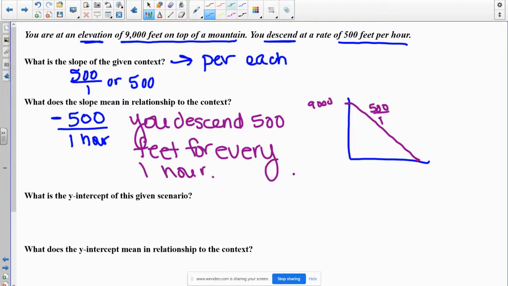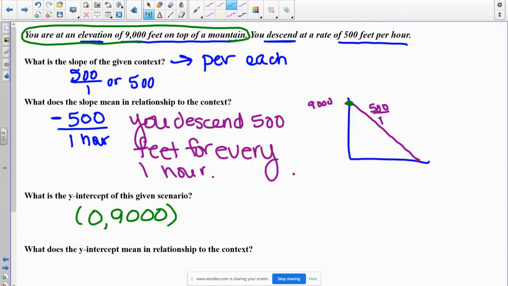Okay. Next question is, what is the y-intercept? So I kind of gave that away already up here when I drew my graph. You're going to start here. So when I'm looking for y-intercept, I'm looking for the start, or the beginning of this story. It says I'm at an elevation of 9,000 feet. So my y-intercept mathematically is (0, 9,000).